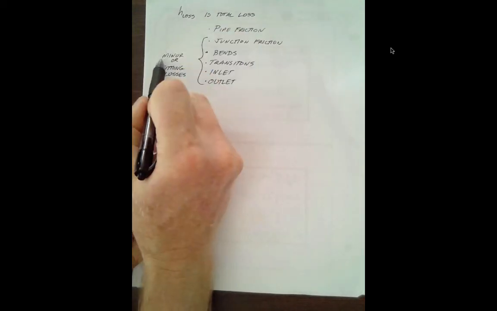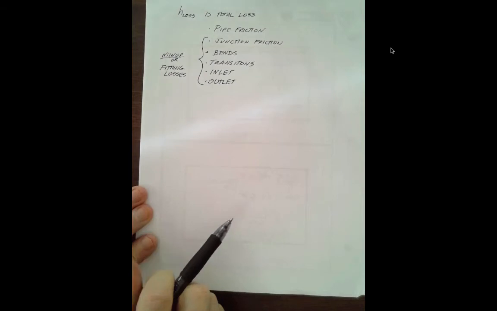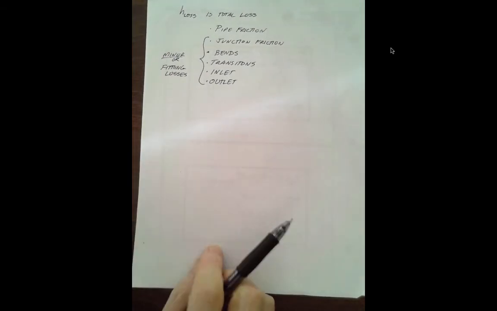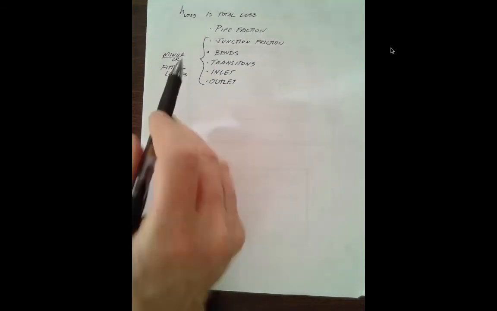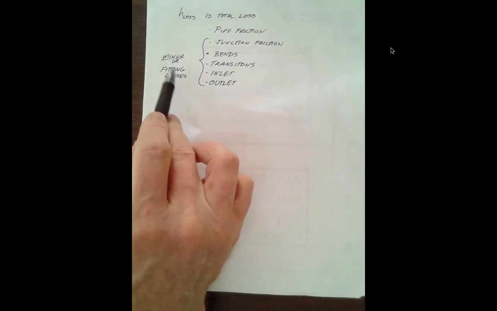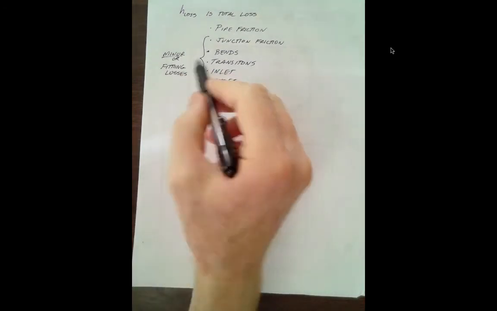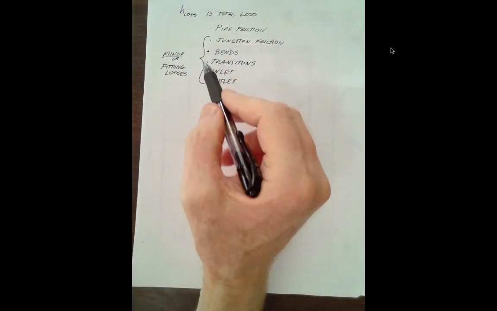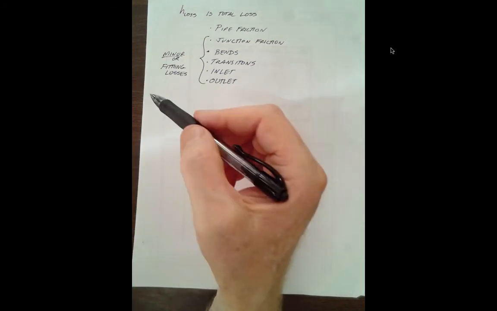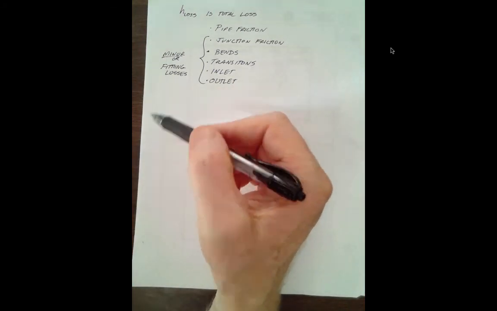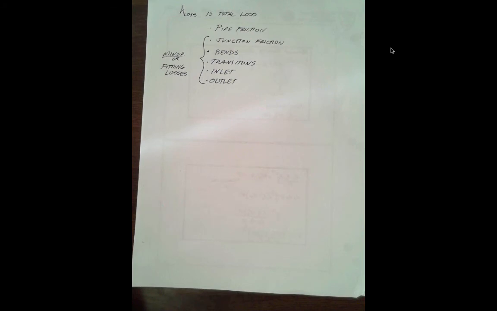And don't let the word minor confuse you as to the magnitude. They're called minor because they occur over short distances, whereas pipe friction occurs over long distances. Fitting losses is probably a better generic term. These tend to be somewhat empirical, but over many years of engineering, they're made to look like a pipe friction model.